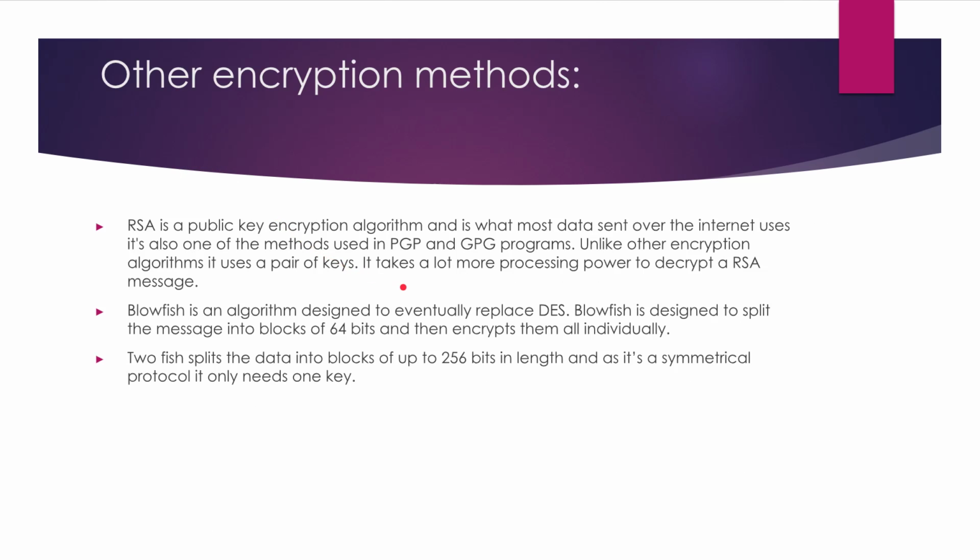RSA is a public key encryption. Other encryption methods. RSA is a public key encryption algorithm and is what most data sent over the internet uses. It is also one of the methods used in PGP and GPG programs. Unlike other encryption methods and algorithms, it uses a pair of keys. It takes a lot more processing power to decrypt an RSA message.